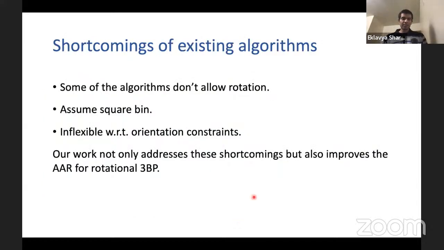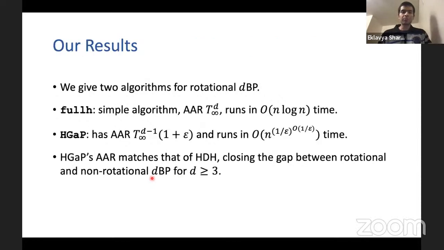So some of the algorithms that we saw have shortcomings. Some of them don't allow rotations, and some of them assume that the bin is a square. And all of these algorithms are inflexible with respect to orientation constraints, which means that most of them don't allow orientation constraints at all. And the ones that do allow them only allow certain specific kinds of orientation constraints. So our work not only addresses all of these shortcomings, but it also improves the asymptotic approximation ratio for the rotational 3-dimensional bin packing problem.